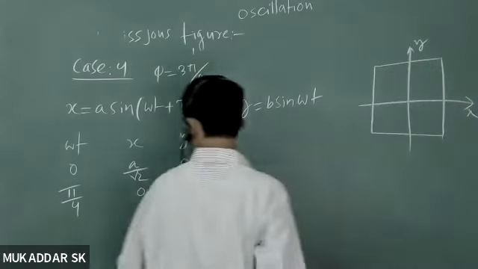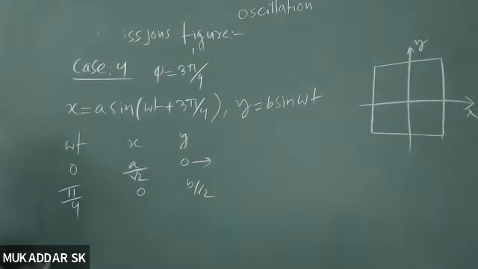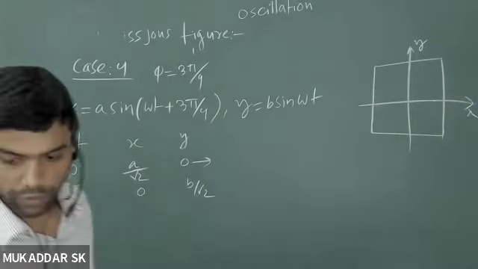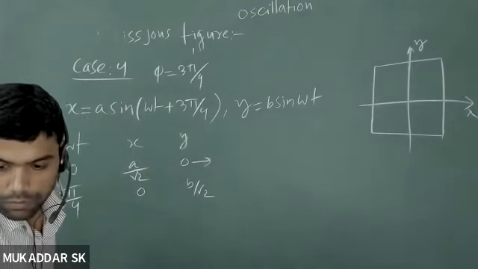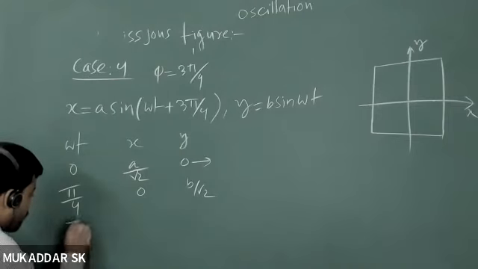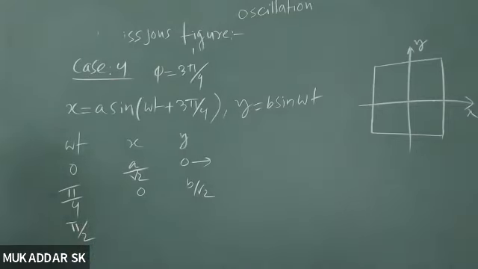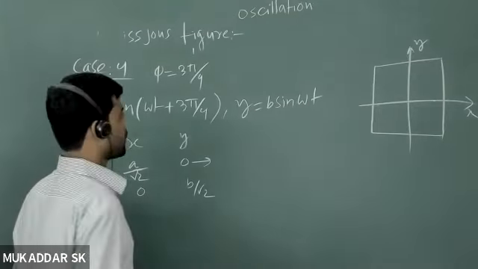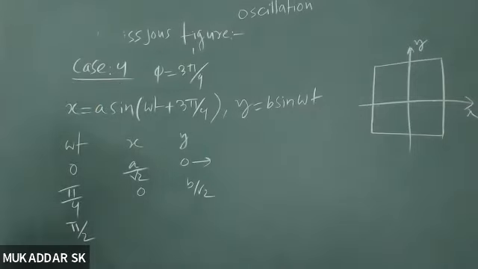Now if you take more points, after 0 and pi by 4, what will the next point be? Anyone? Pi by 2. Okay, let us take pi by 2. If you take pi by 2, then how much will x be now? Pi by 2 plus 3 pi by 4 is how much?